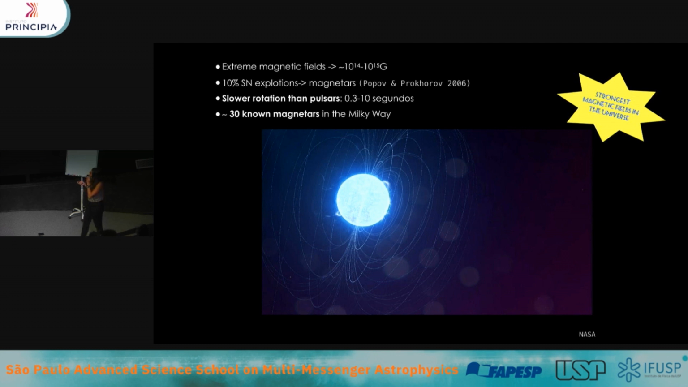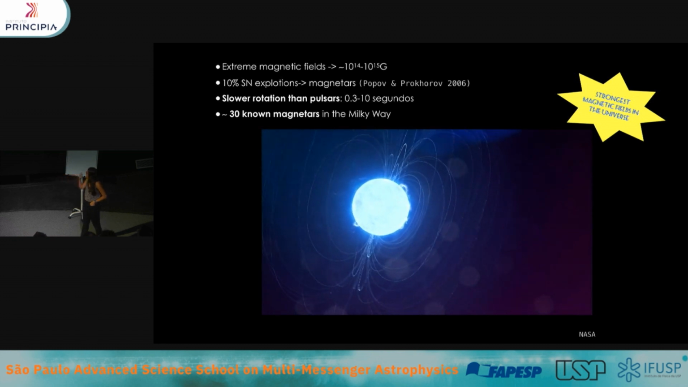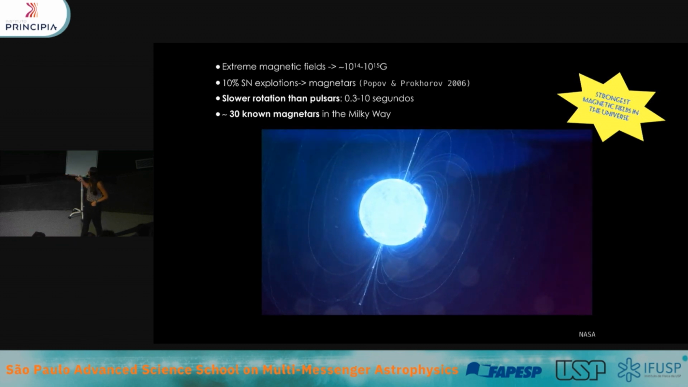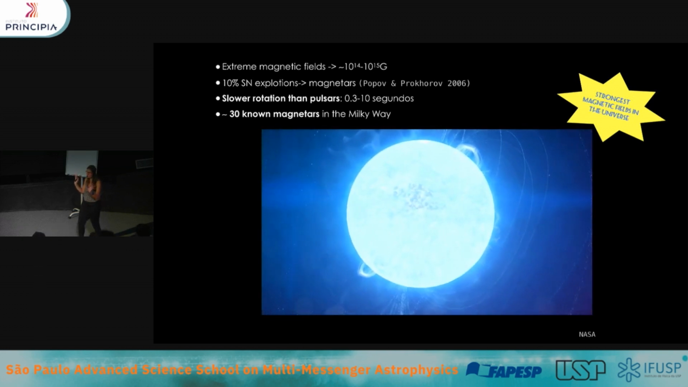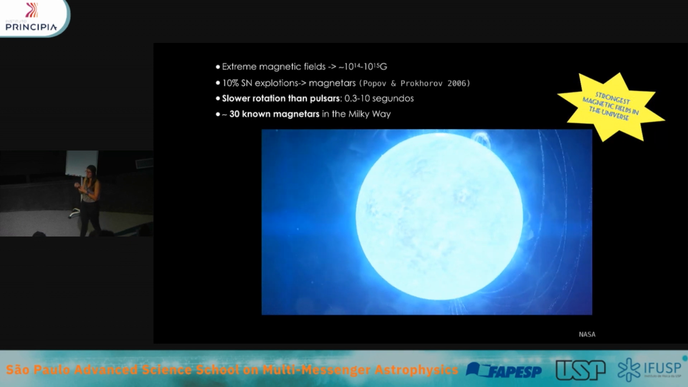They rotate slower than pulsars. If you remember the Crab and the others, I think it was around millisecond duration for their rotation. Magnetars have a rotation of about a second. And in the Milky Way, we know about 30 of these magnetars. So the interesting thing about the magnetars is that it seems that the magnetic field is super stable, but actually it's not, okay?